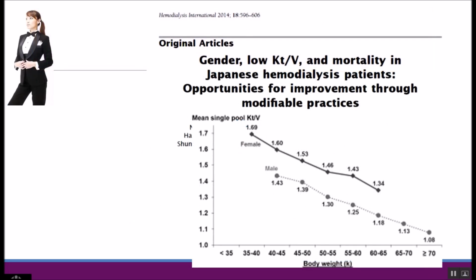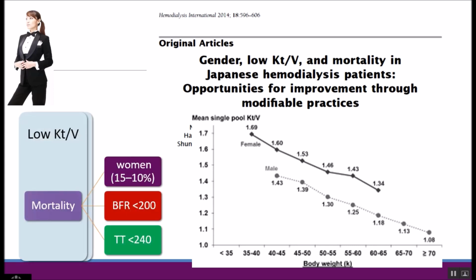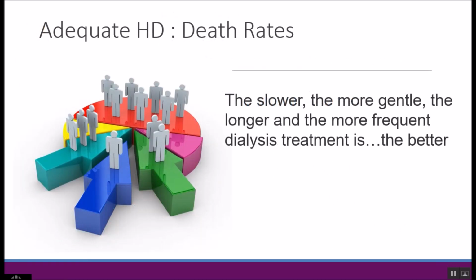For Japanese hemodialysis patients, a low Kt/V was found in women and in patients with a blood flow rate below 200 ml per minute and a treatment time below 4 hours per session. So in order to have an adequate hemodialysis, before going to an optimum one, the slower, the more gentle, the longer, and the more frequent the dialysis treatment, the better.